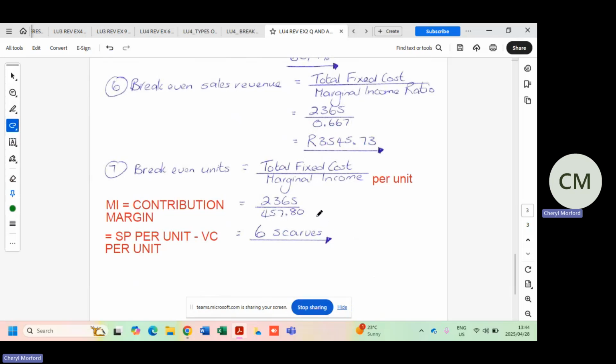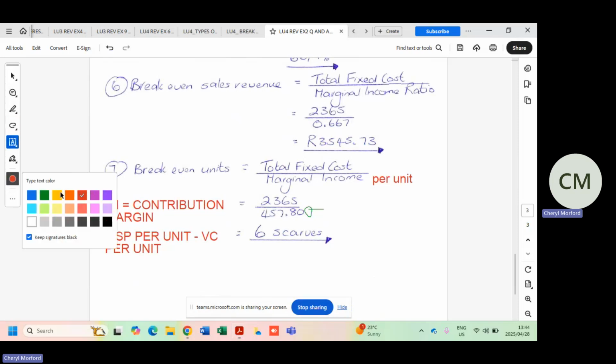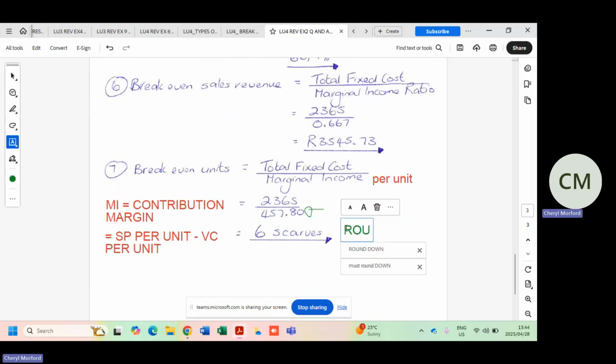So now I'm going to use that value in here. And I'm going to use my total fixed cost as worked out in part 3, and I'm going to divide. And now just a reminder again, can't stress it enough. When we do break even, no matter what, we are always going to take those units and we are going to round up.